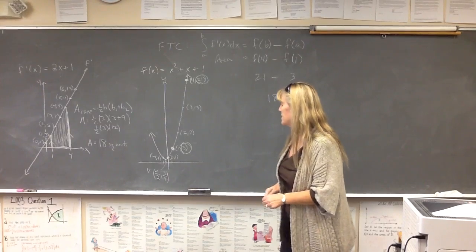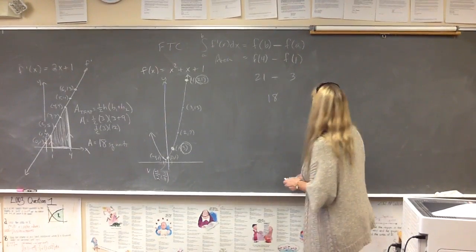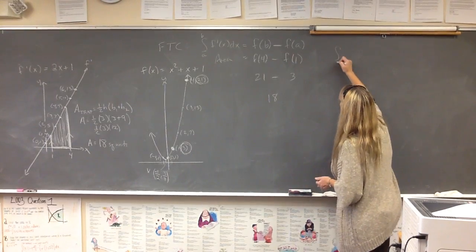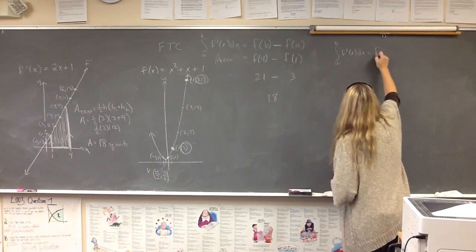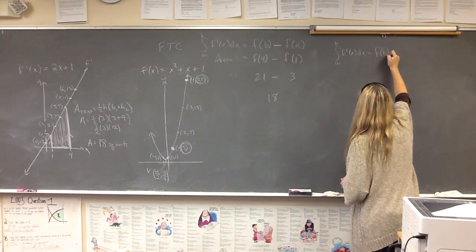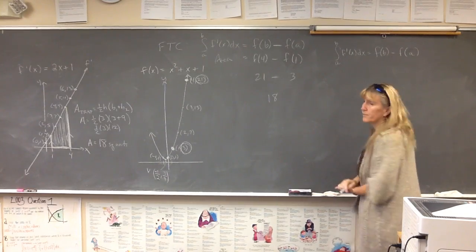Okay. So, I want to put it in words a little bit. I'm going to erase what I have right now, just write it over here again. So the integral from a to b of a derivative function is equal to the original function evaluated at b minus the original function evaluated at a.